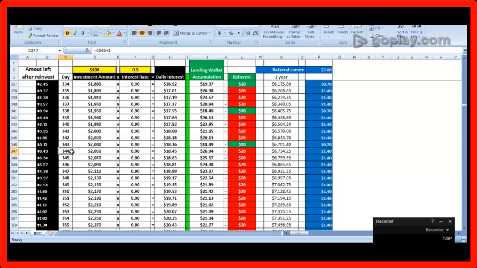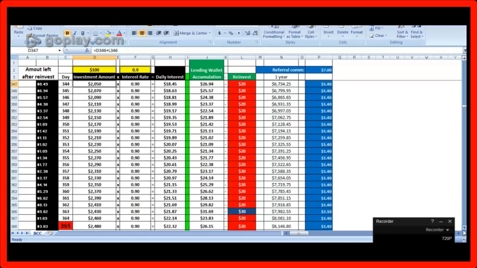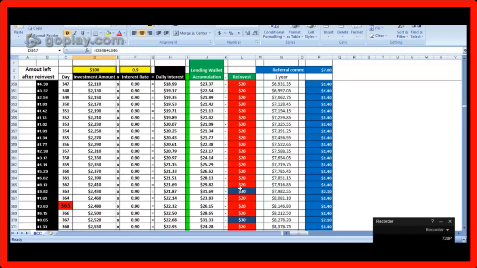Now, it's still not even a year yet. It's day 344, almost a year, but not yet. Your initial investment is now $2,050, and you're getting $18.45 a day. And now you can see the daily reinvestments are at 20 and 20 every day. Now you'll see your first 30 before the end of the year. Here's 1 year. You'll have your first $30 reinvestment day.